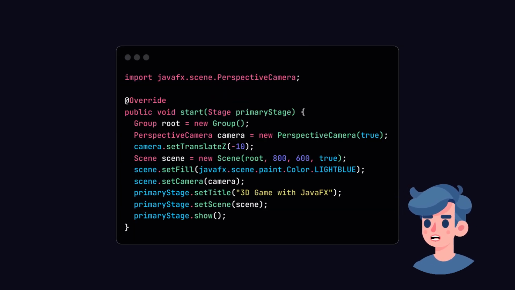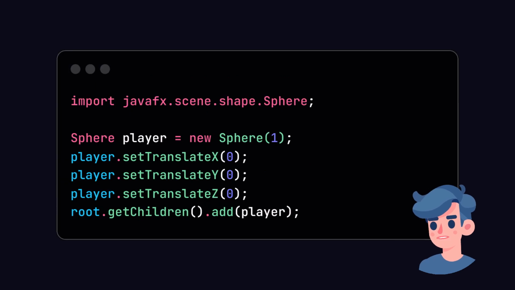Let's add a 3D environment to our scene. JavaFX uses PerspectiveCamera to create a 3D effect, so we'll create an instance of PerspectiveCamera and set it to our scene. Now, let's introduce a Sphere object that the player will control. We will create an instance of Sphere and add it to our scene.